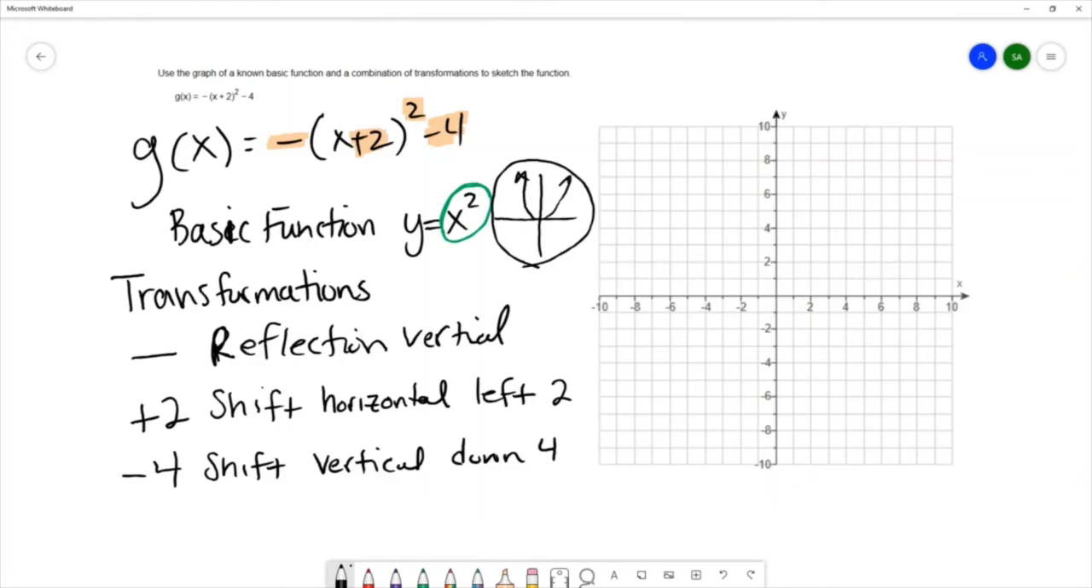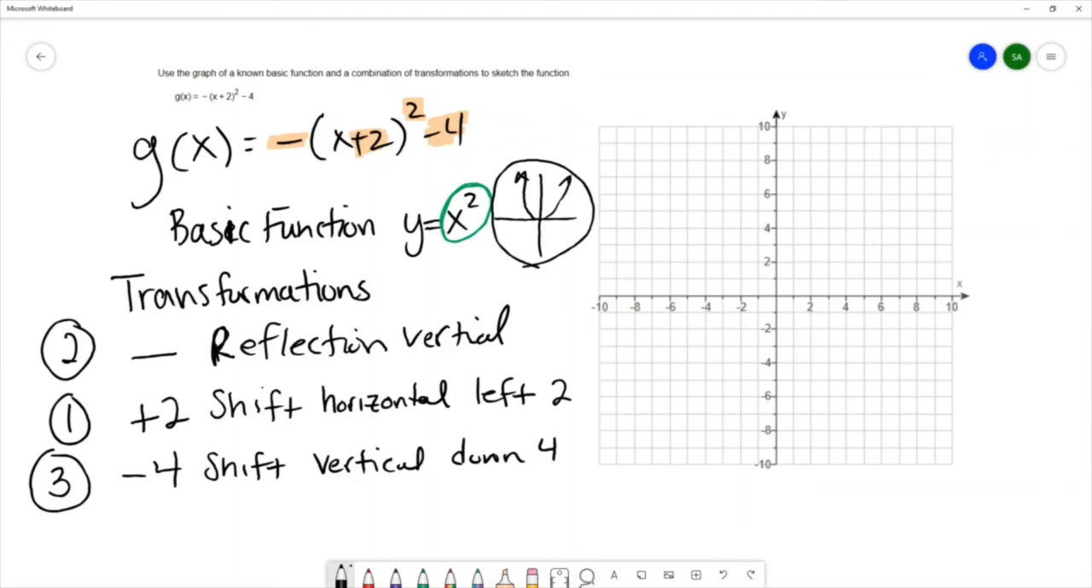For the order, we're going to do our horizontal transformation first, then our reflection, and then our shift. It's basically following order of operations. We do what's inside the parentheses, then multiplication, and then the subtraction.